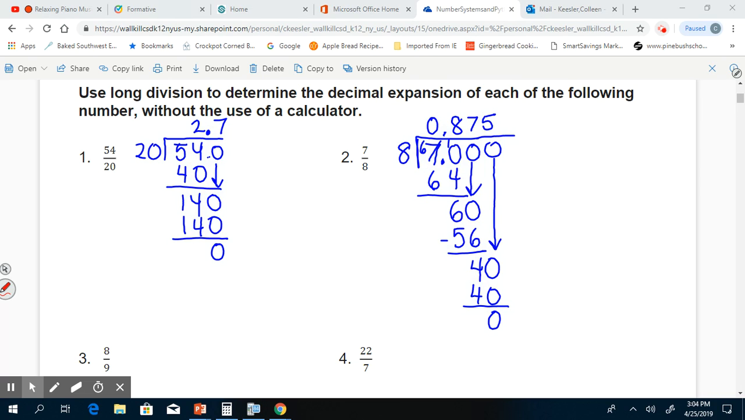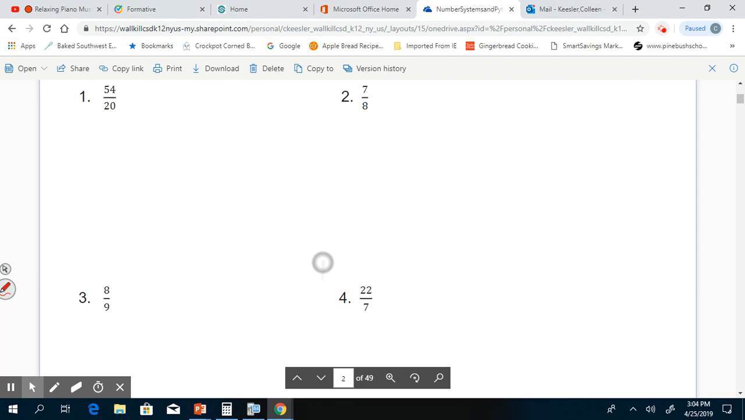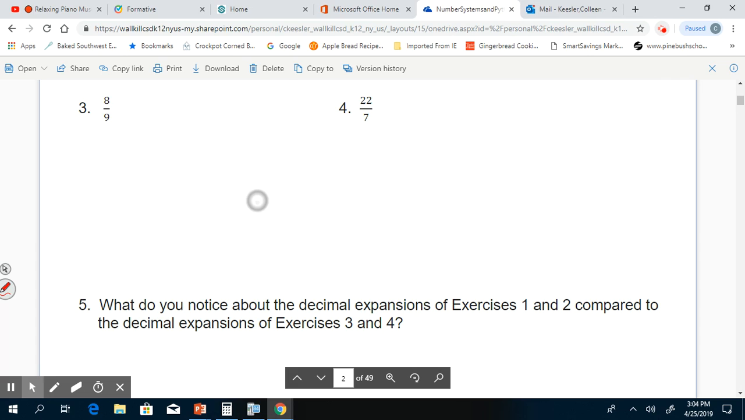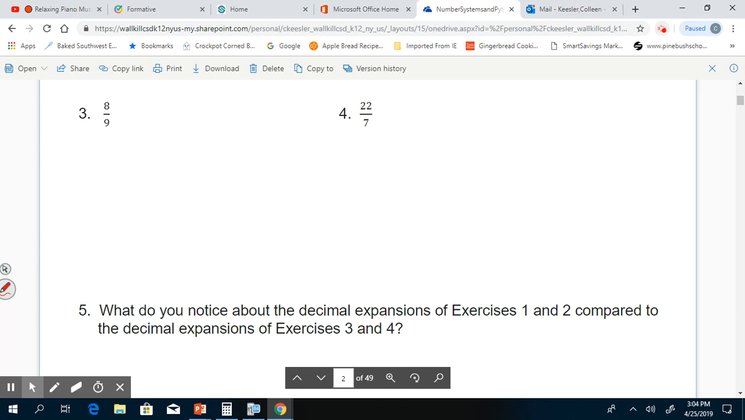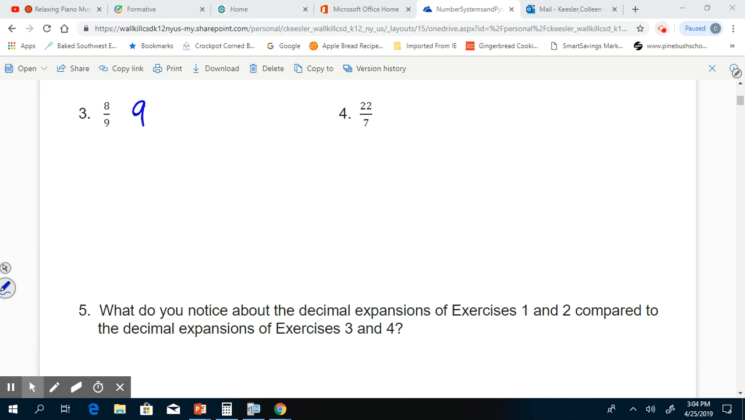All right, so now let's take a look at number 3 and number 4. They will get a little bit harder. So for number 3, we have 8 over 9, which means 8 is being divided by 9. So we're going to put 9 on the outside and 8 on the inside. And once again, 9 does not go in evenly to 8. So we're going to put a 0 and a decimal and a 0.